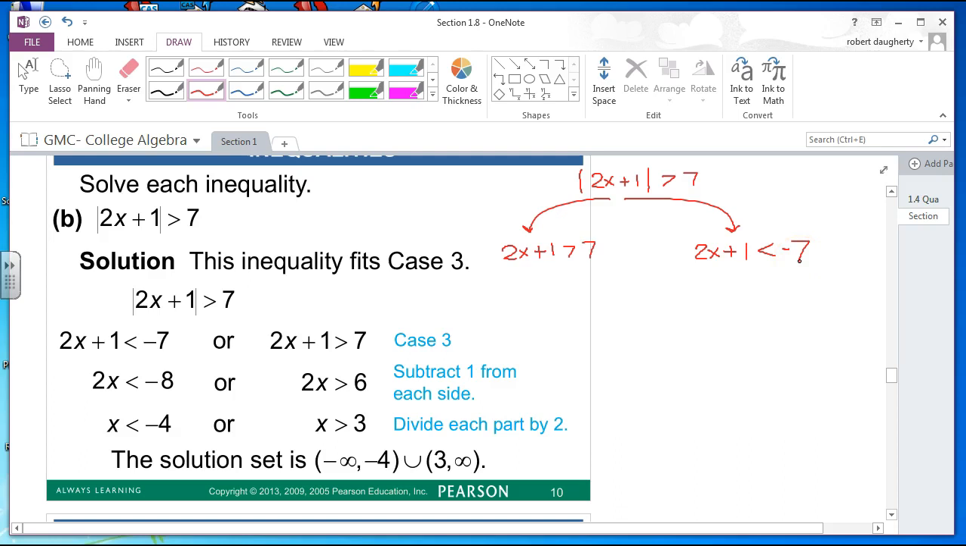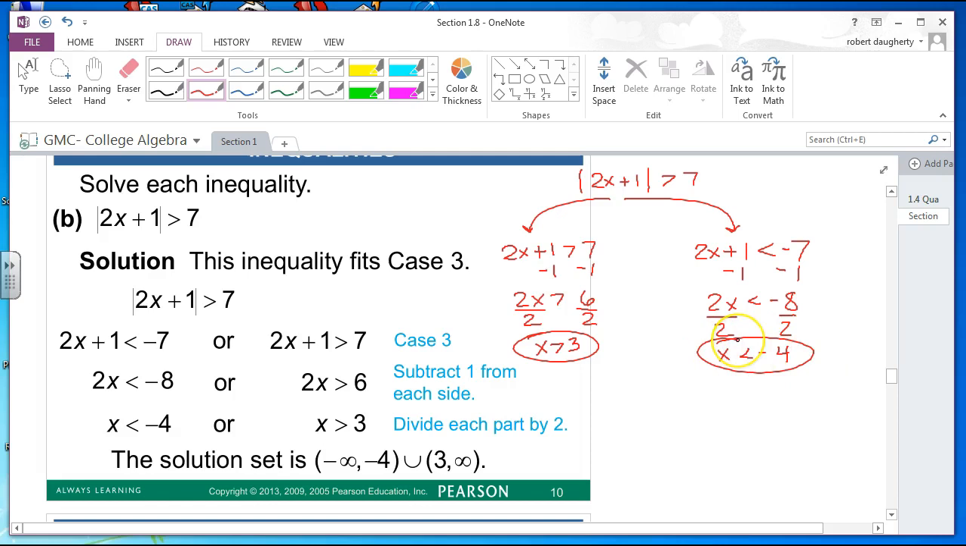Now we go solve both of these equations. Subtract 1 from both sides. 2x greater than 6. Divide both sides by 2. X is greater than 3. Okay, that's half of my solution. Look at the other problem. Subtract 1 from both sides. 2x less than -8. Divide both sides by 2. X is less than -4.